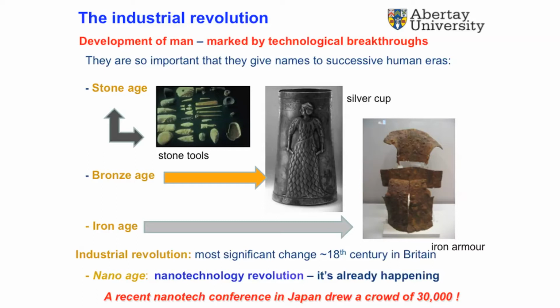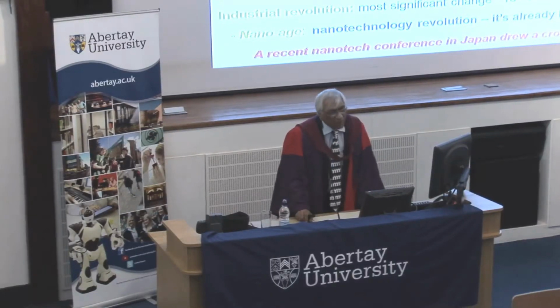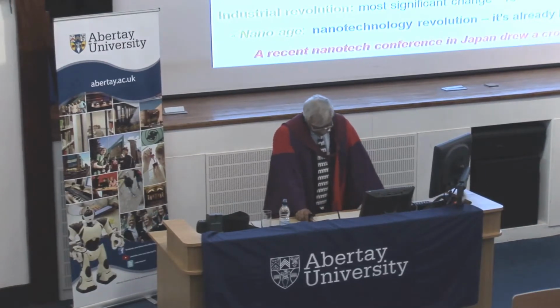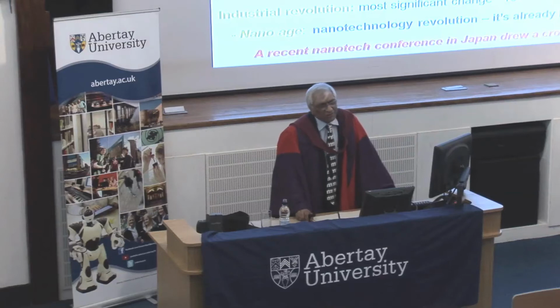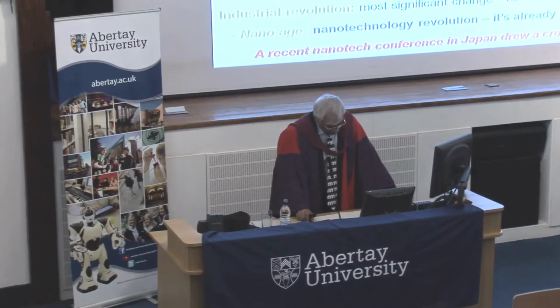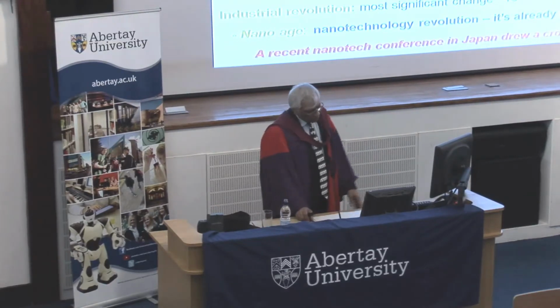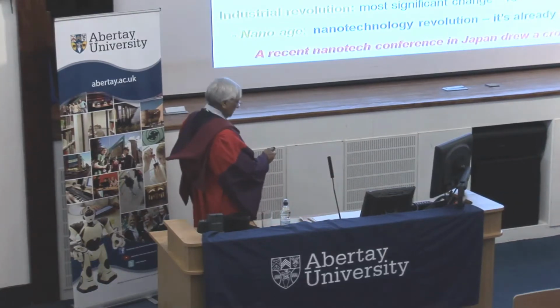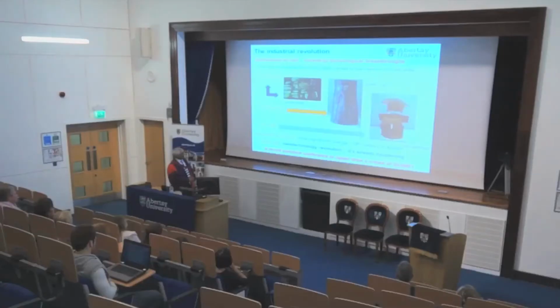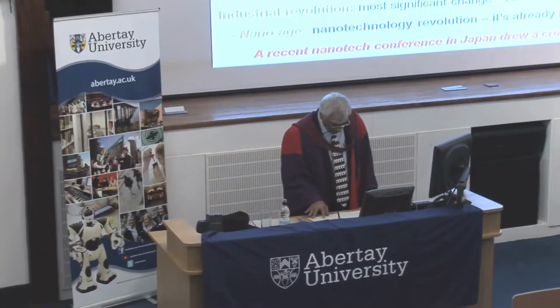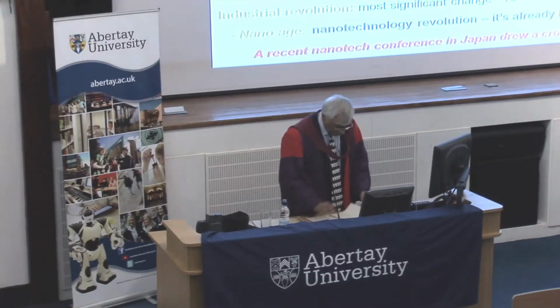Prehistoric period, when they used stone to make some implements or weapons. Then came the Bronze Age, where copper and its alloy bronze was used. And then we came to the Iron Age, which is an archaeological period where the prevalent use of iron was there. And then, of course, we had the 18th century industrial revolution, which changed our lifestyles completely. And now we are in the nano age, where the nanotechnology revolution, as you will see in the coming slides, is already happening.